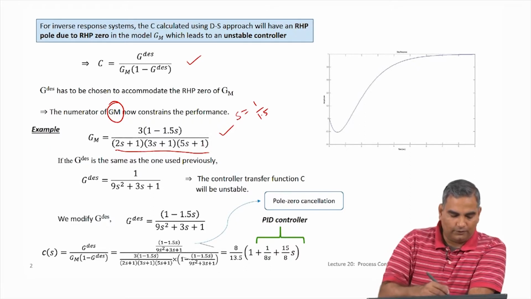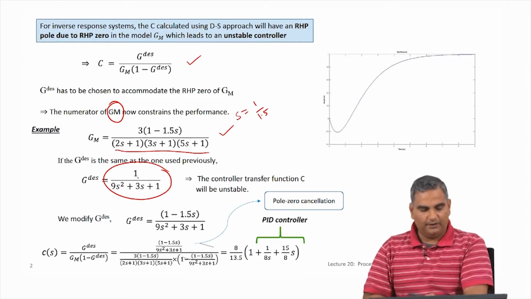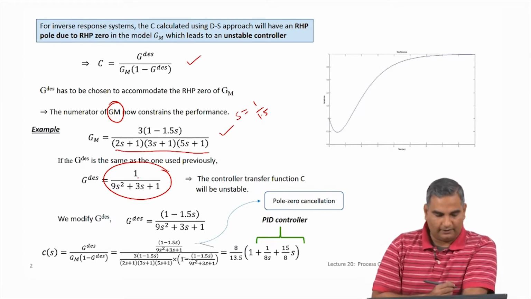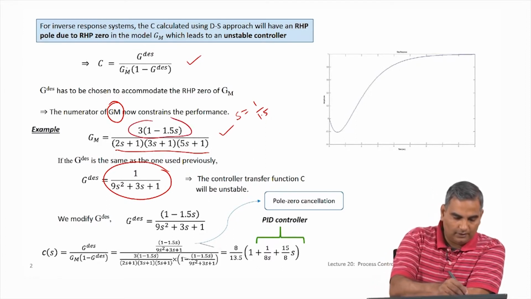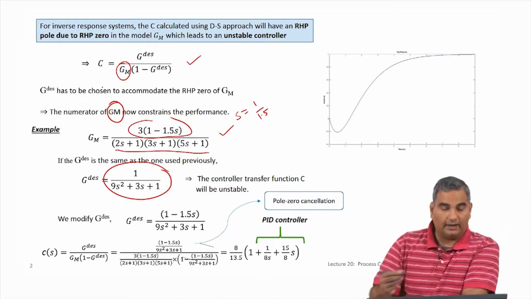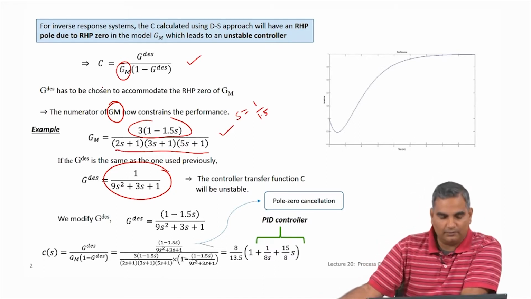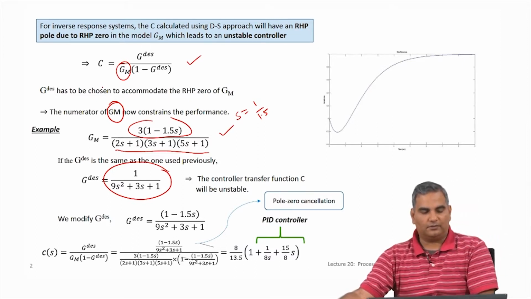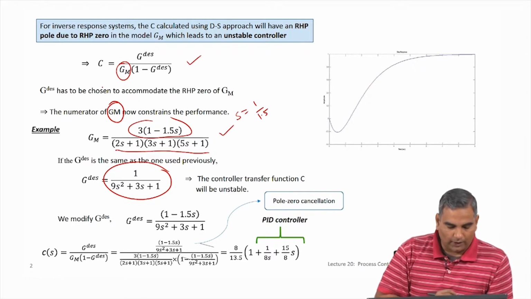Okay. Now, if I use this G desired, which I have chosen here for example, and then say let me go ahead and compute this C, you will see that this C will become unstable because this will go into the denominator here. So, I have in the denominator polynomial a right half plane pole which will make the controller unstable. So, this is something that we need to avoid. So, this is what we talked about till now. So, how do I avoid this?